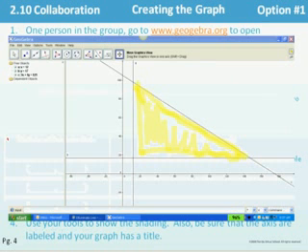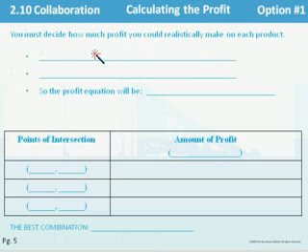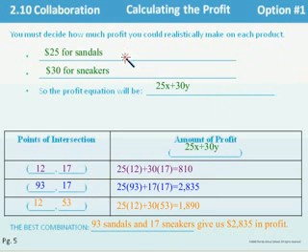Now, those points of intersection, these ones right here, they're going to help us to maximize our profit. So I'm going to decide on a reasonable amount of money that I could profit for my sandals, my sneakers, and then what my profit equation would be. Then I'm going to use my points of intersection in order to plug it into my profit expression and determine the best amount.